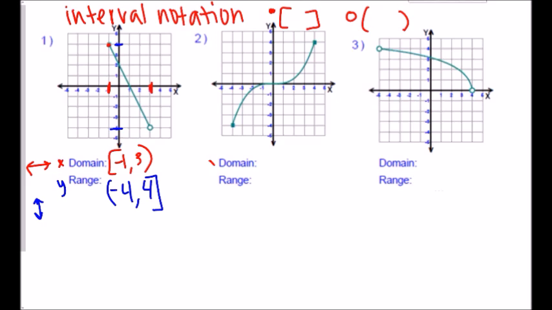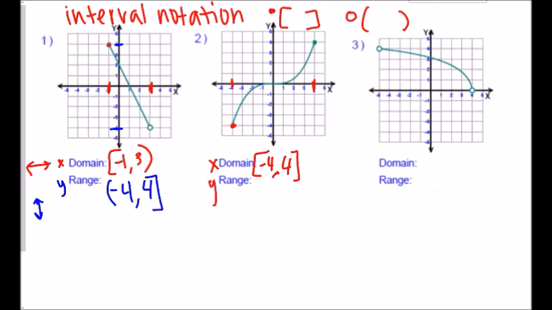Okay, so domain, x values left to right. So I'm starting at -4 with a filled in dot here. So I want a bracket. Then we're going to the right. We go all the way over to +4, again with a bracket.